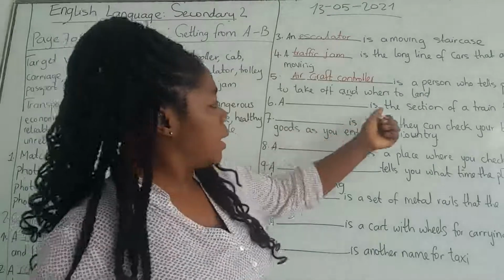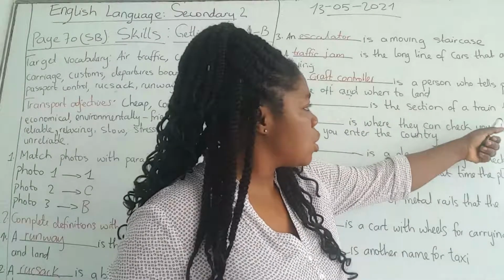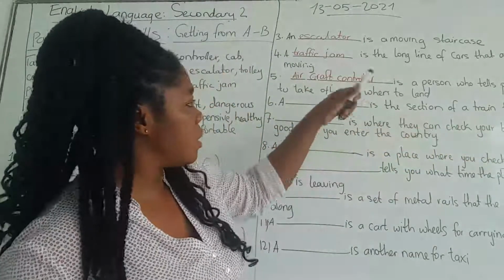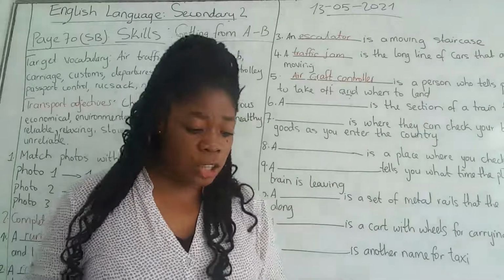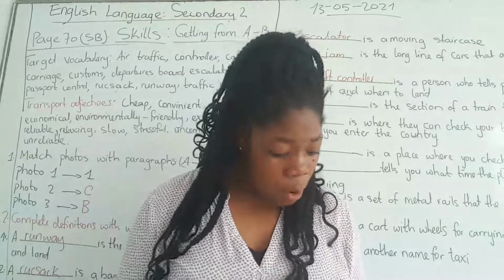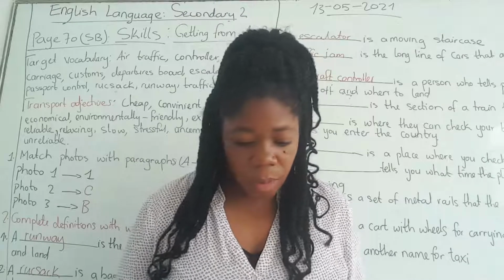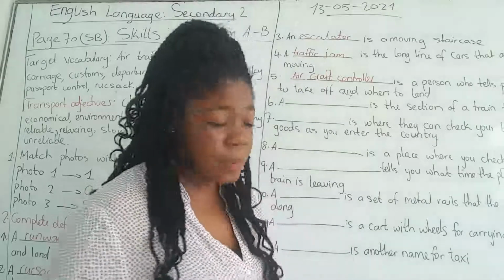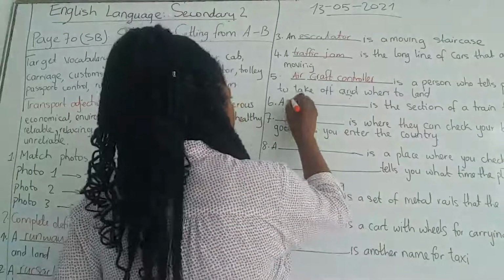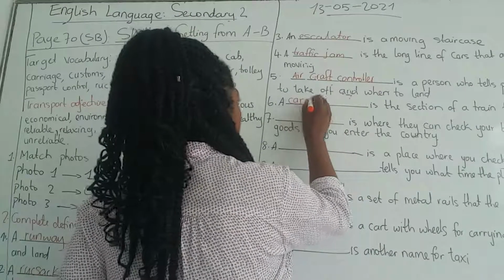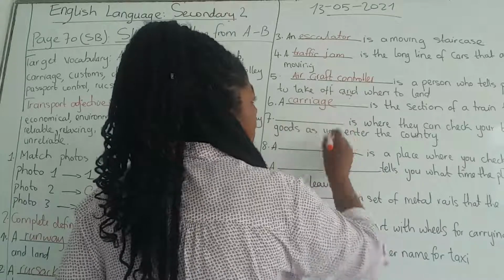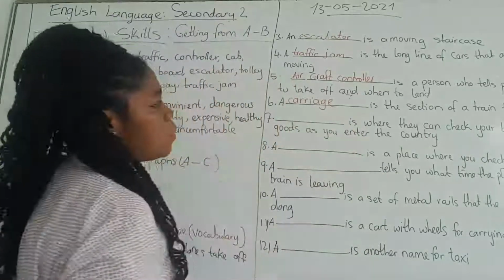Number 6, a dash is a section of a train for passengers. According to the text, the carriage. A carriage is a section of a train for passengers.